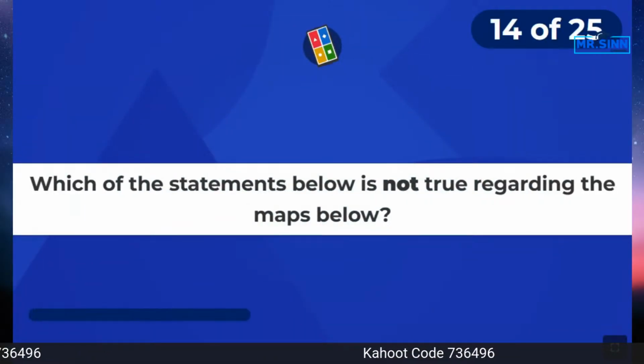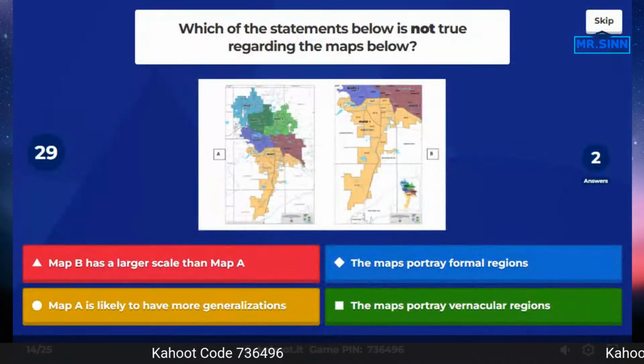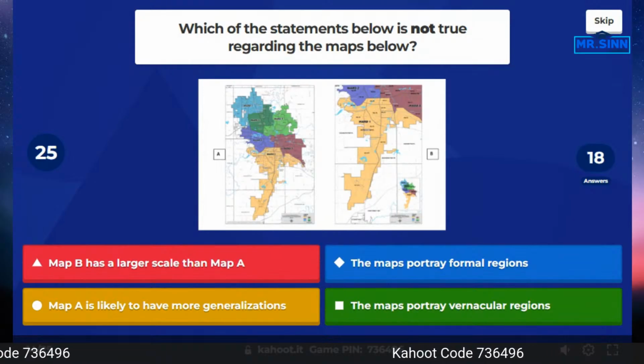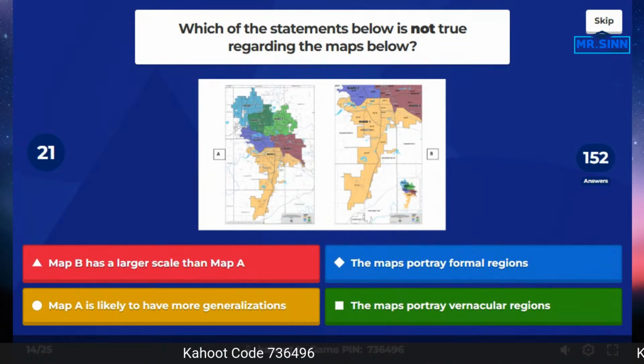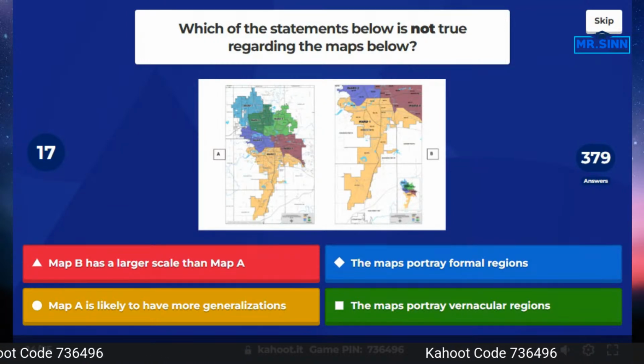That's legit. All right. Which of the statements below is not true regarding the maps? What do we got? Some people asking about an American state. Would that be a local scale? I'd say an American state would be more of a regional scale.